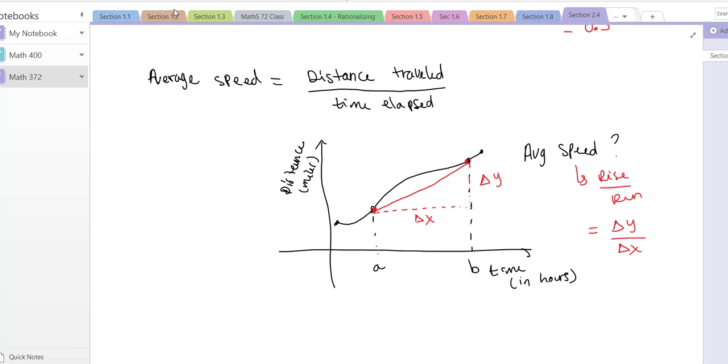So if this is a and this is some function f of x, what is this point? This point is going to be a, f of a. And if this is b, what is this point? This is going to be the point b, f of b.